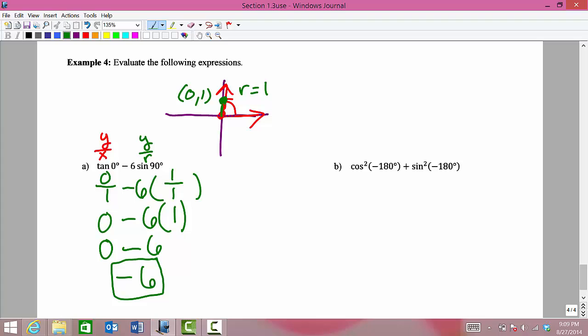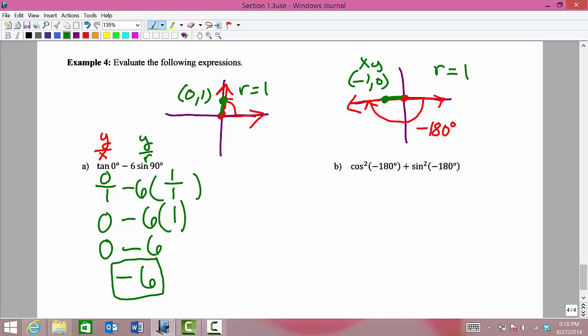For part B, we're looking for cosine squared of -180 degrees plus sine squared of -180 degrees. So we just need to find where the terminal side of -180 degrees is going to stop. And I'm going to go -90, -180. So it's a half rotation in the negative direction. We want to pick our point that lives on our terminal side, which would be -1, 0. So our x and our y and our r we know is 1. Just the distance here will be 1. So cosine, we know that's x divided by r.